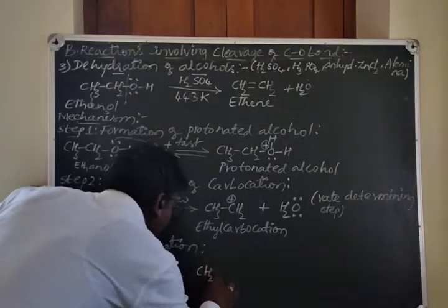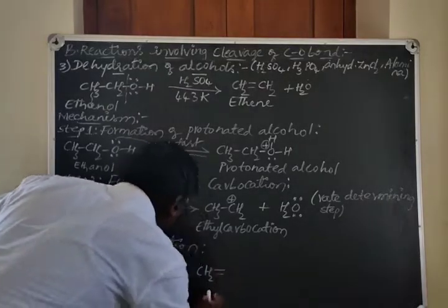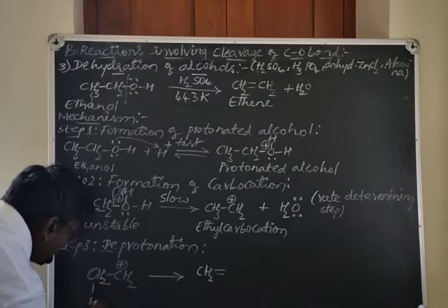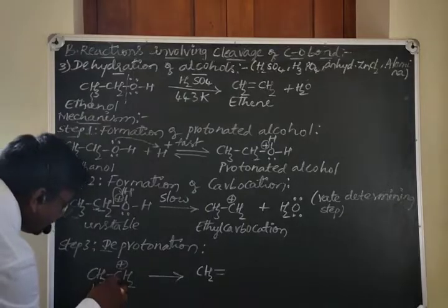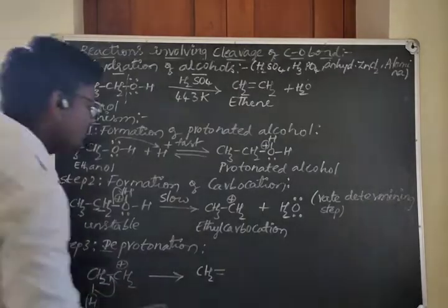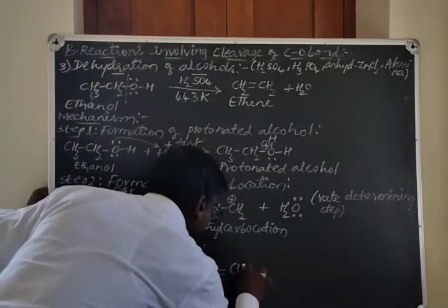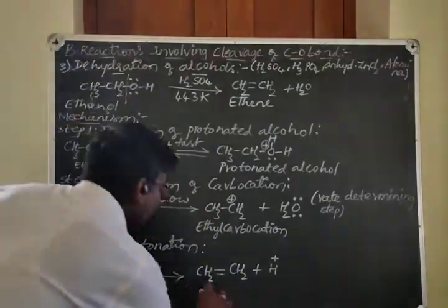I already told you that during elimination a single bond will be converted into a double bond. I can show you this as CH2H. This H plus ion comes out and these bonding electrons make a bond here. In this way you can see CH2 double bond CH2 plus H plus ion. So what is this? This is ethene.